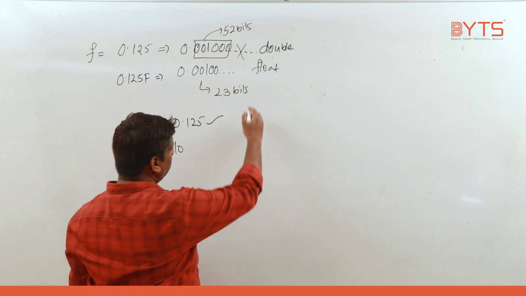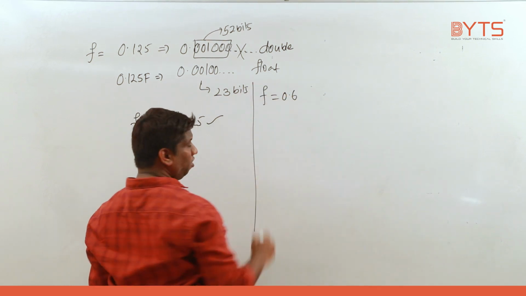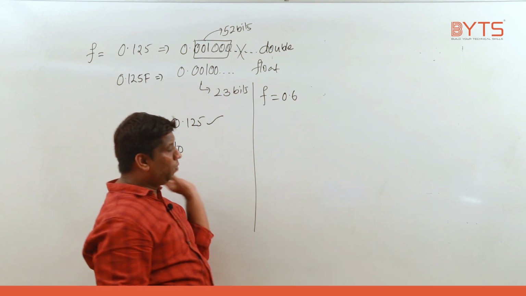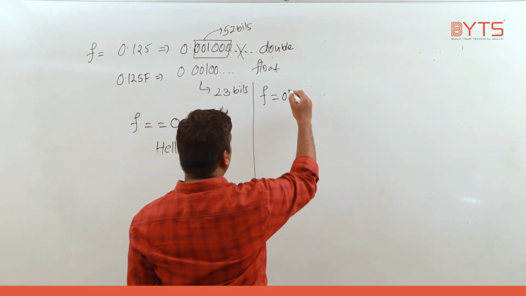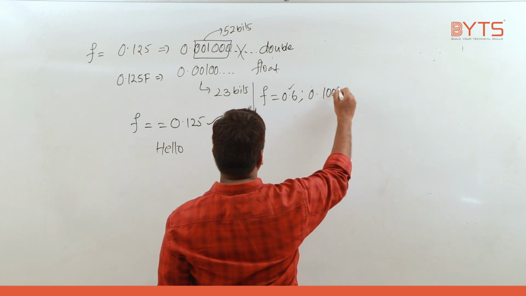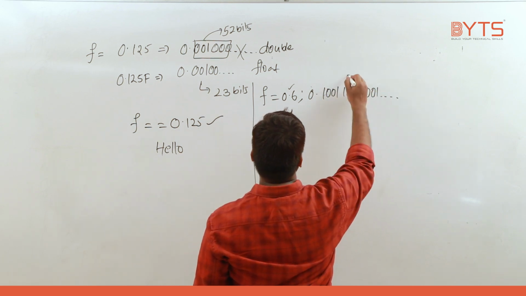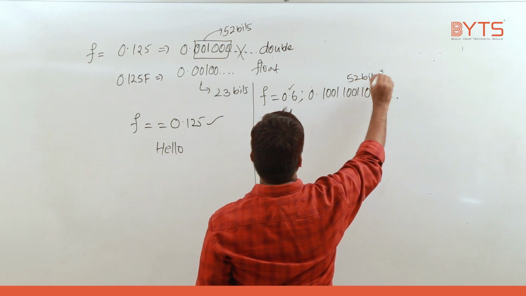Now I will take another example. I wrote f equal to 0.6. Do you remember? If not, go to previous minutes. Well, 0.6 is what type? Double type. How does it go? 0.1001, 1001, 1001 goes on. This is of 52 bits.